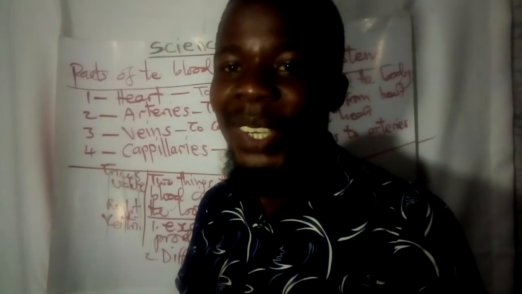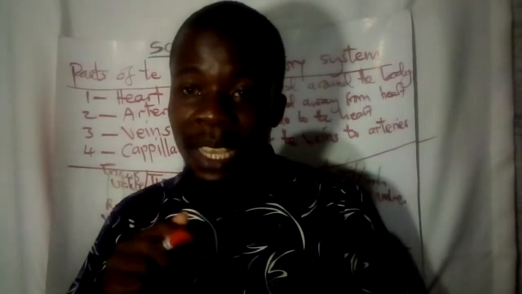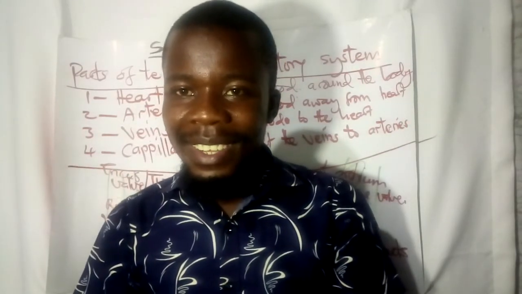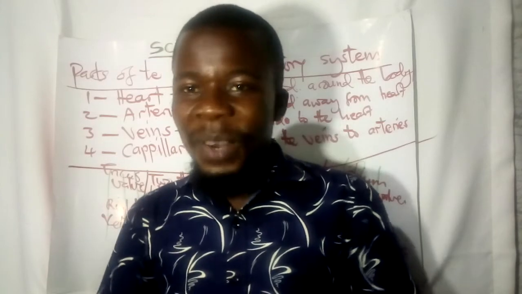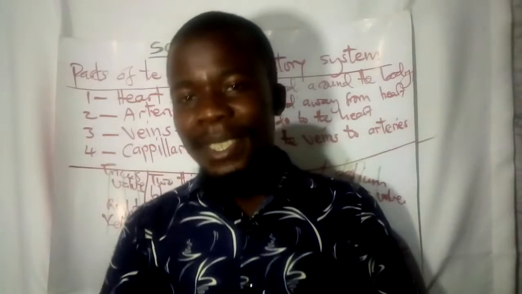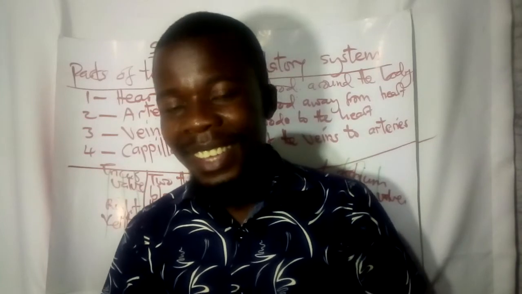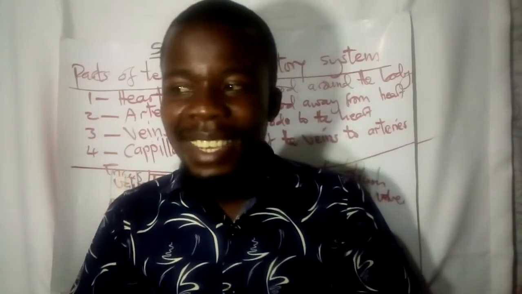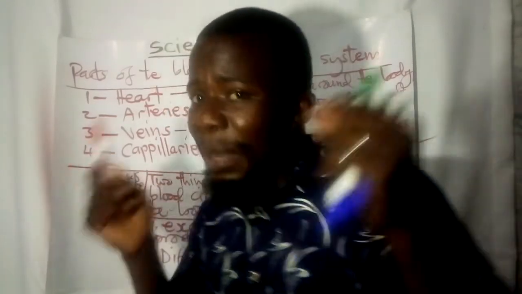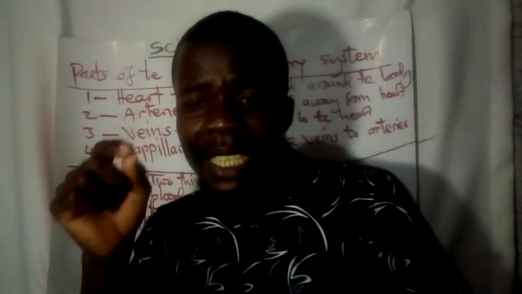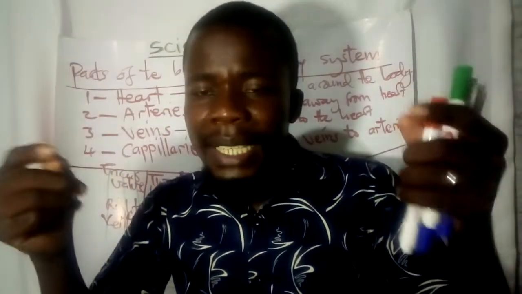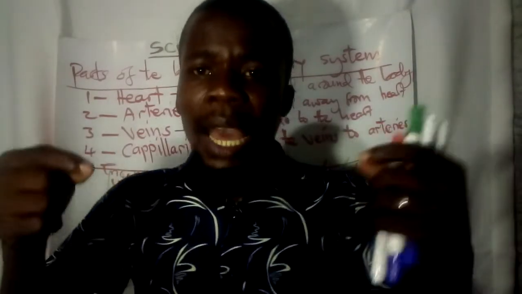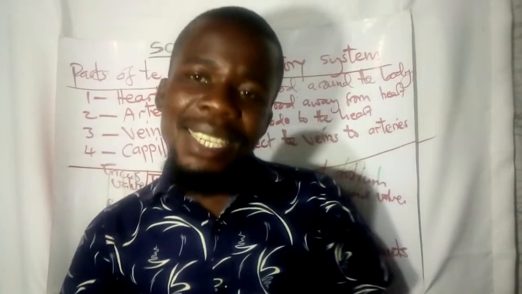In standard 7, you learned the digestive system. What is digestion? What are the examples of digested food products? Yeah, you talked of glucose. Excellent. You talked of amino acids and glycerols. Excellent. So the absorption of digested food products also happens as blood circulates around the body. And this absorption of digested food products happens around the intestines.